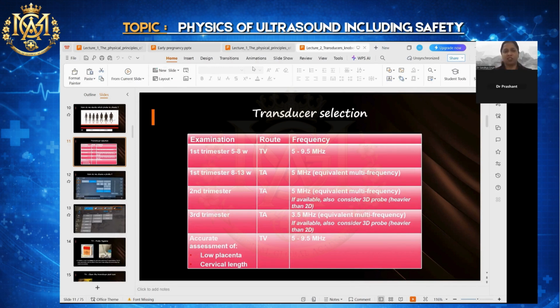This is boring. Physics is totally boring. I do agree. But at least now you understand why this probe is used, why this probe, how this ultrasound produces an image on your screen.